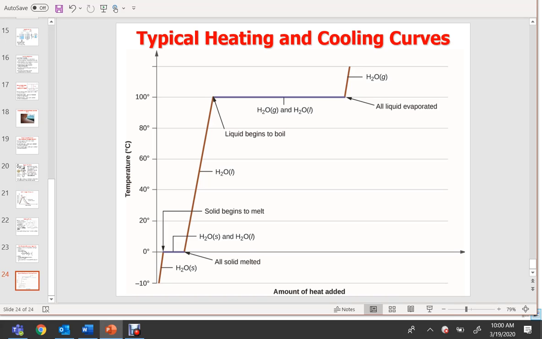So for the cooling, it's very similar, except that it starts from the high temperature water vapor or water gas, and then the cooling curve is the same as the heating curve, except that these two curves are opposite in direction.